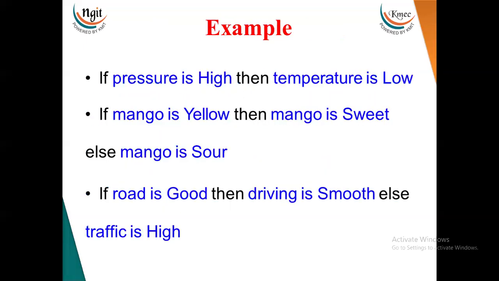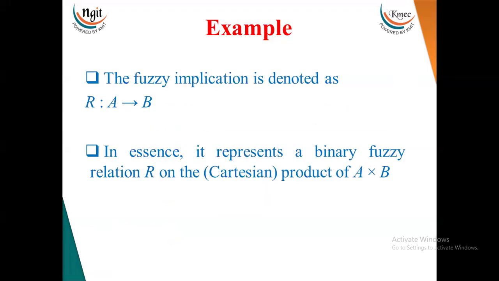So the examples for fuzzy implications are, if you see here, if the pressure is high, then this implies that the temperature is low. So this is the premise, this is the conclusion. If the mango is yellow is the premise, then this mango is sweet, else the mango is sour, is the conclusion. Similarly, if the road is good, then driving is smooth, else the traffic is high.